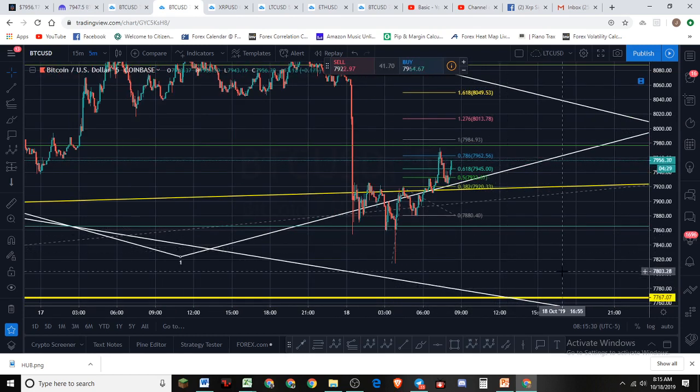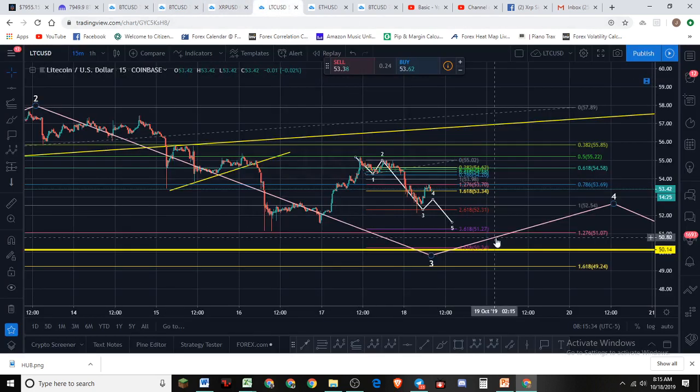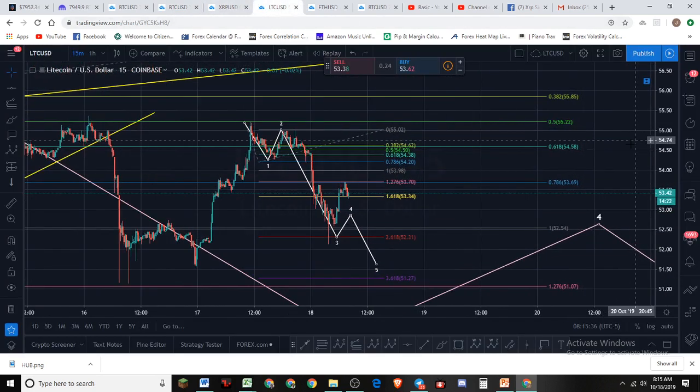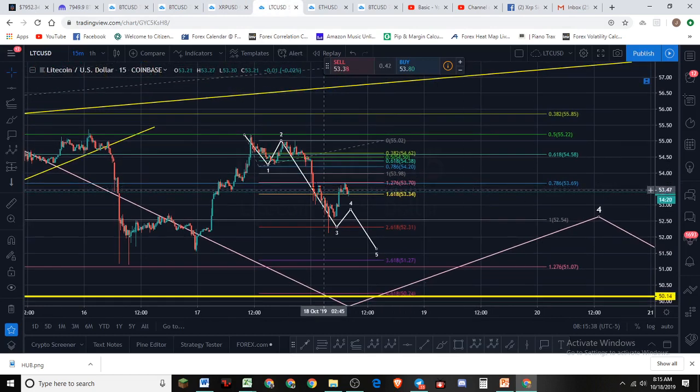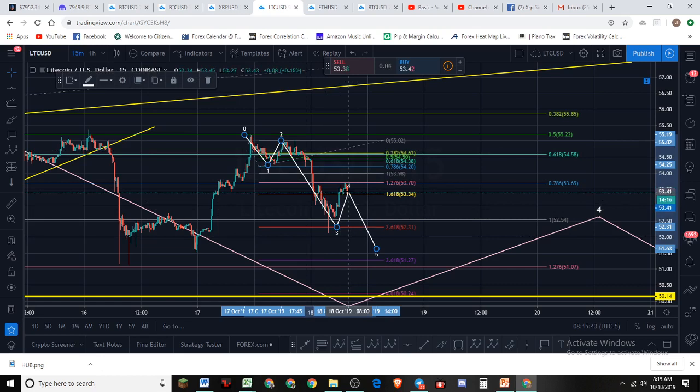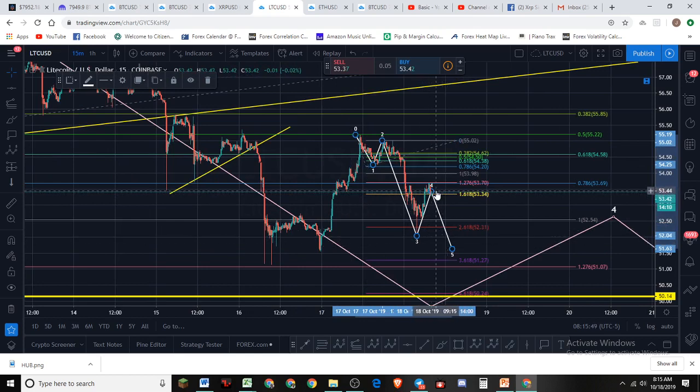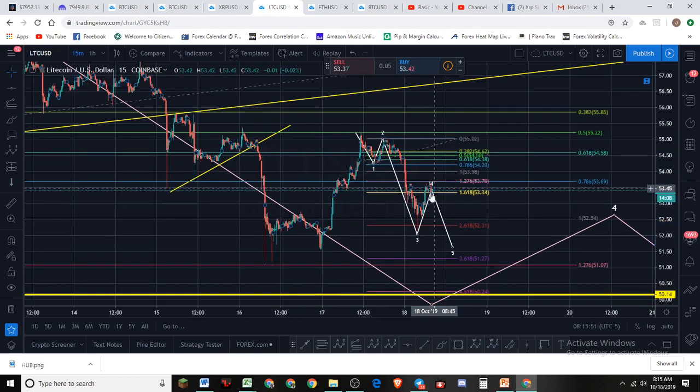Let's take a peek at Litecoin and XRP and Ethereum, because let's just kind of take a peek at those waves there. 1, 2, 3. Yeah, I mean, it just looks like to me Litecoin isn't finished. Just depends on how you count this wave.